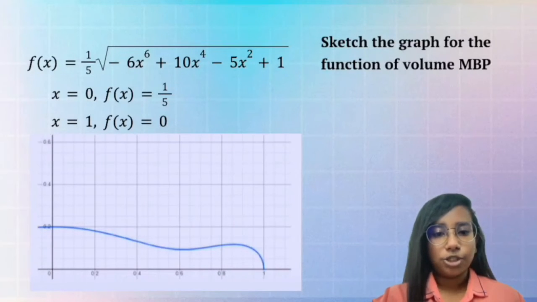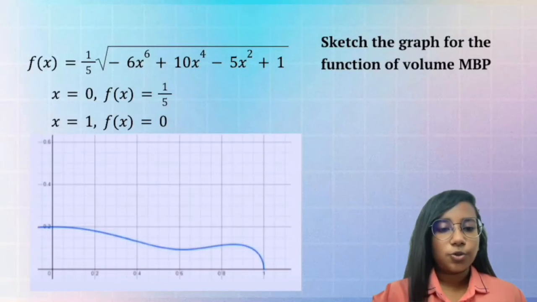I randomly substituted values of x and got the values of f(x). The value we get after substituting is the value on the y-axis of the graph. For example, I substituted x equals 0 into the equation above and got f(x) equal to 1/5. So I plotted it on the graph, plotted a few more points, and got to sketch the graph perfectly.